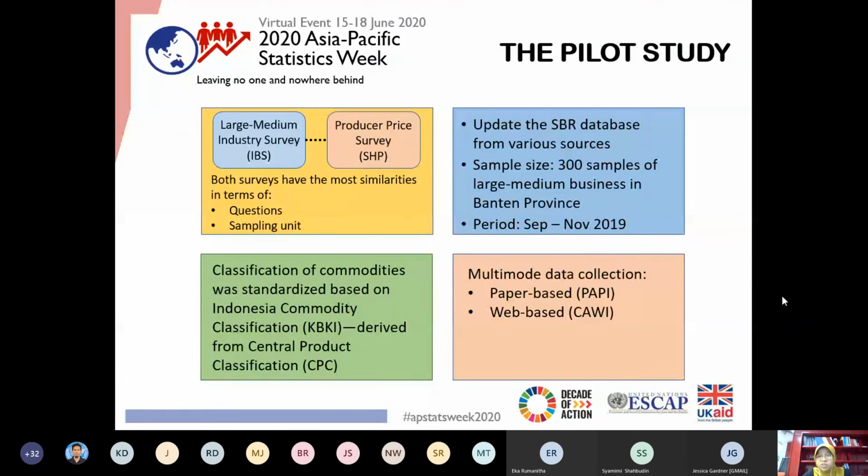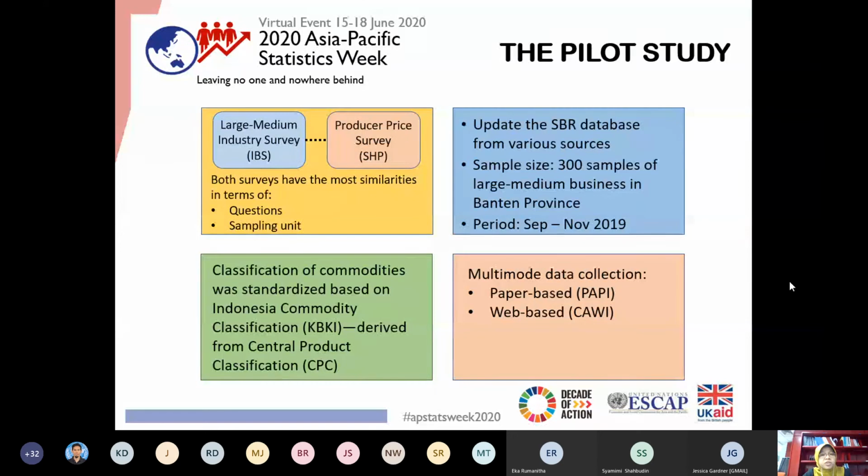The boxes you see here in this slide correspond to the box color in the previous slide. The yellow box shows you the surveys being integrated. They were the monthly large and medium industry survey, and the second survey being integrated is the producer price survey.